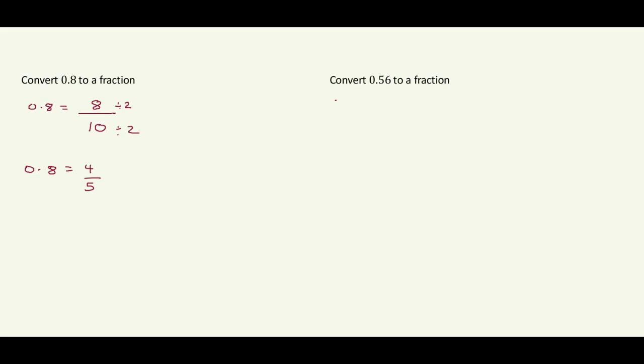Now 0.56, what we're going to do here is write 56 as your numerator, and then we have 1 in your denominator. Let's count how many digits after the decimal. We have 1, 2. So we're going to append 2 zeros. So we simplify this. We can divide this by 4 and divide this by 4. So this is going to give us 14 over 25. So 0.56 is 14 over 25.